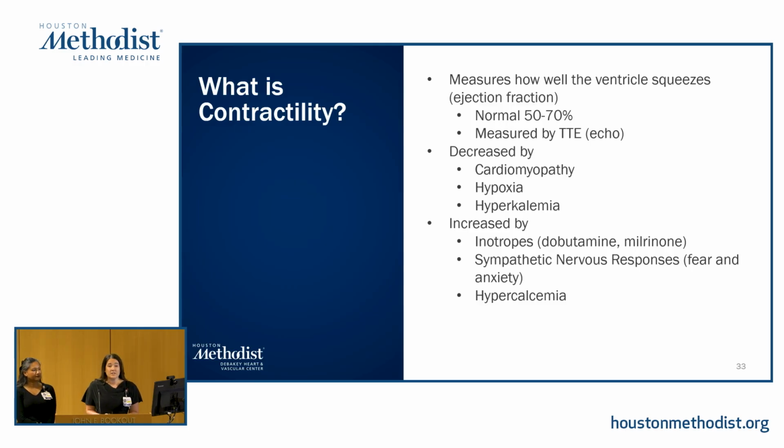Something that will decrease the contractility would be cardiomyopathy, hypoxia or hyperkalemia. And it would be increased by positive inotropes like dobutamine, sympathetic nervous responses like us right now, fear and anxiety, or hypercalcemia. I bet my heart's just booming.